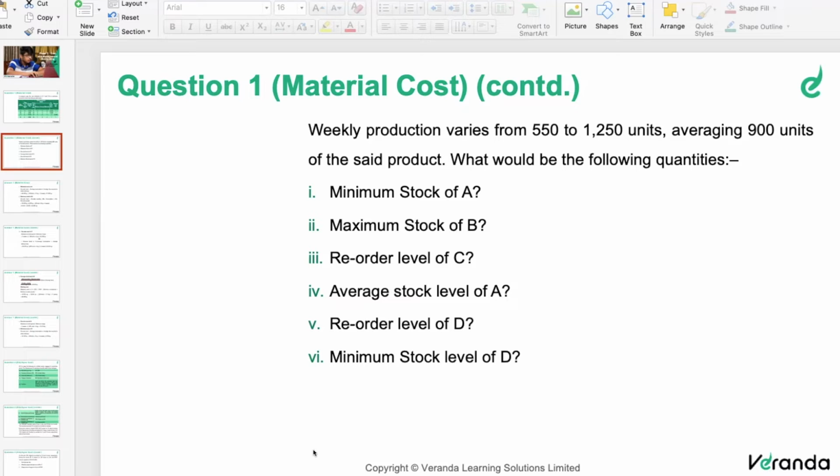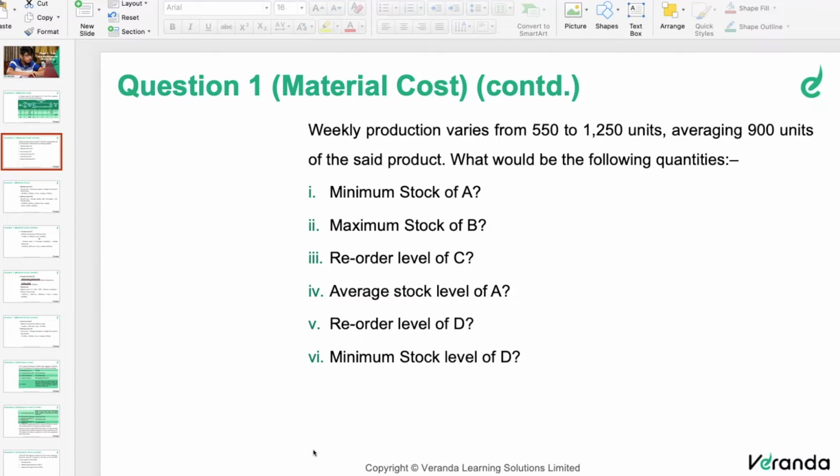Now, where all did I say two different formulas apply? Average stock level and danger level. Clear? With respect to average level, two different formulas are there. Again, it's a commonly committed mistake. In examination, any one of the formulas you can apply.